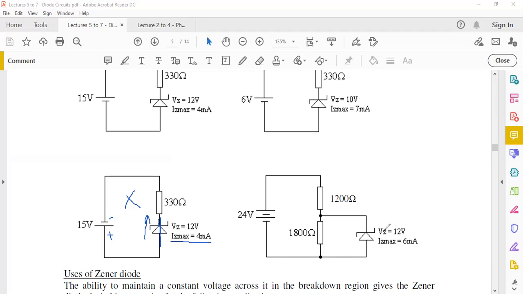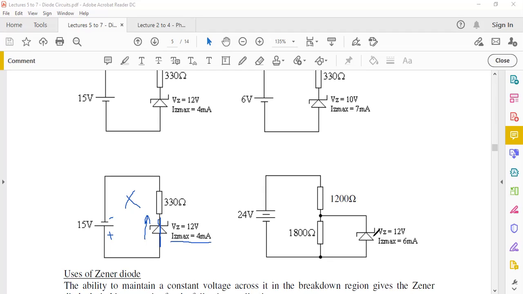Let's check this one now. First thing, when we check the polarity of your batteries, this is positive here and connected to the cathode. So there's opportunity for this diode to be in reverse bias mode. In terms of connection of battery terminals, it seems okay. Now, the next thing we have to check is whether the voltage across this diode exceeds 12 volts. If it is not exceeding 12 volts, it is not in the breakdown region, and it's not a proper use of this diode.